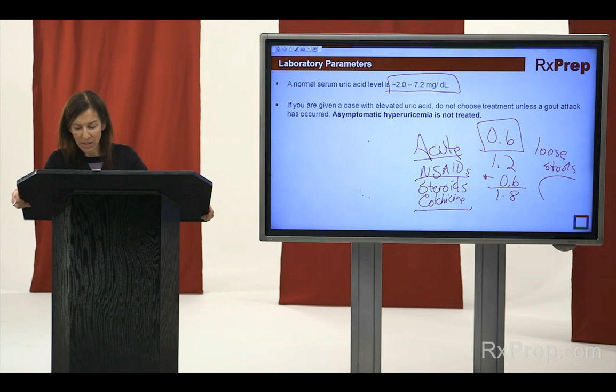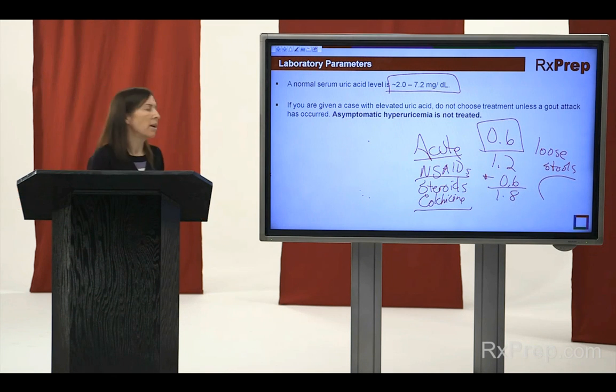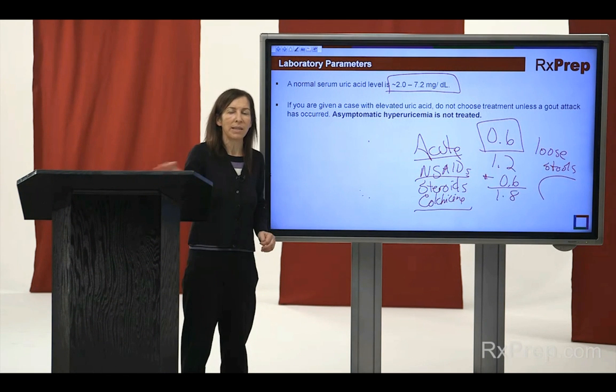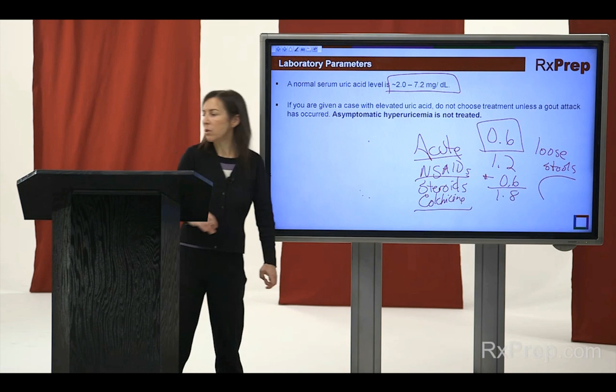Okay, now NSAIDs are used. We know about those from the pain lecture. You can go back. They are used. But I want to point out to you that when you're treating inflammation, you're using high doses and then you're cutting down. So these doses are not your typical doses.